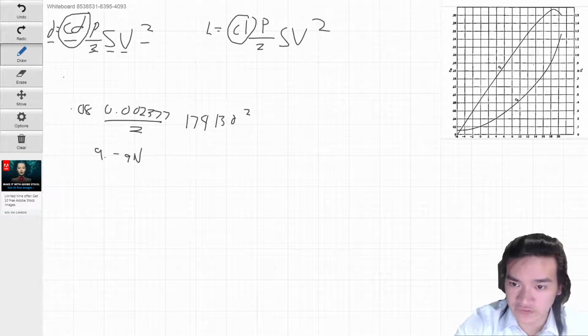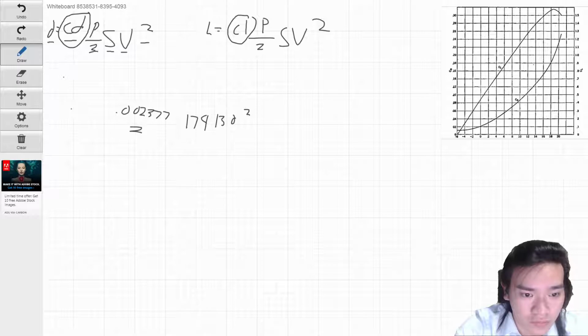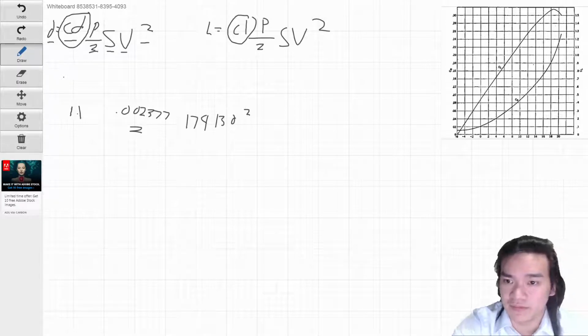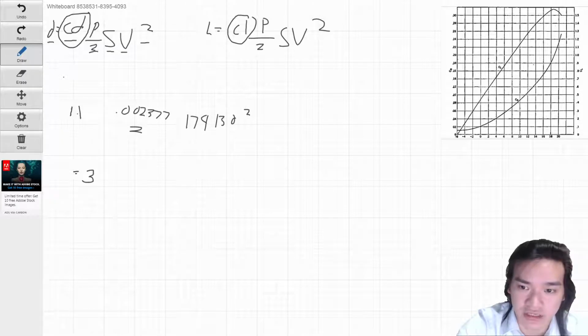For the coefficient of lift, we're going to be using 1.1 times the density over 2, 174, 130 squared. We're going to be arriving with an answer of 3,844.39 newtons.